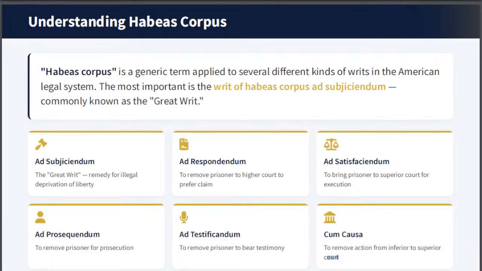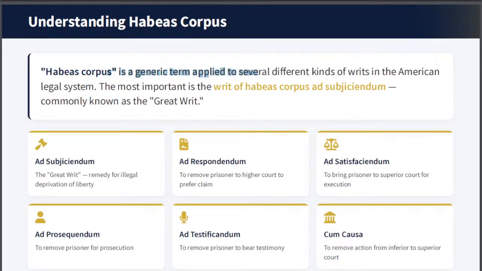Well, we see here, it's a little bit deeper than that. Bring the body to submit to, bring the body to testify, bring the body from lower court to higher court, bring him over here so we could sue him, bring him over here so we could prosecute, or a judgment from another court, all kinds of different ways. So let's get back into it here.